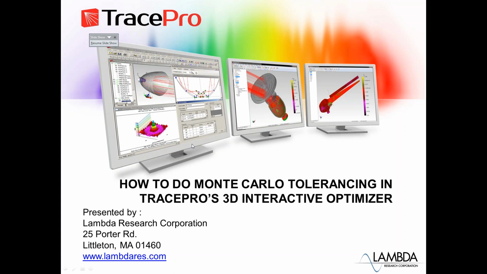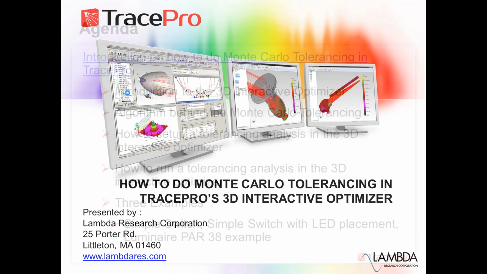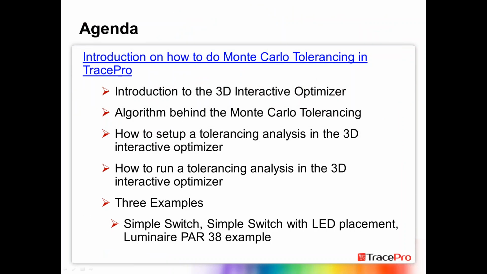Thanks, Dave. Okay, so let's get into how to do Monte Carlo tolerancing in TracePro's 3D Interactive Optimizer. Our agenda is the intro to the 3D Interactive Optimizer and where you're going to find the tolerancing capability. I'm also going to talk about the algorithm behind the Monte Carlo tolerancing. I'm going to show you how to set up a tolerancing analysis in the 3D Interactive Optimizer and then how to run it. I'm going to walk through three examples: a simple switch with LED placement, and a Luminaire Par 38 example is the third example.